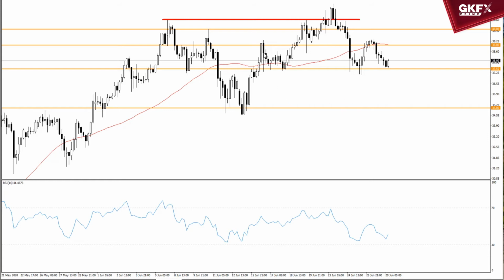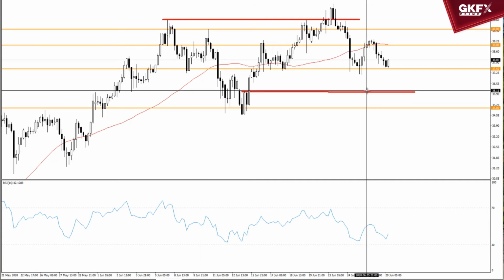The only thing is, where did we get the break from after touching 35? It was with this big strong candle here. It was when we took out these highs. So that comes in at, unsurprisingly, another round number, about 36.